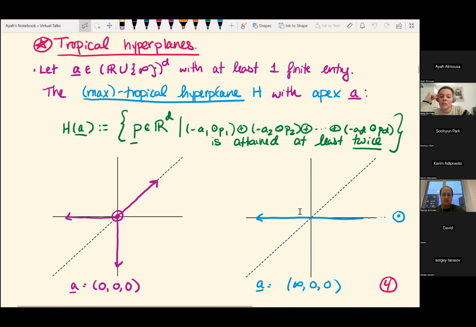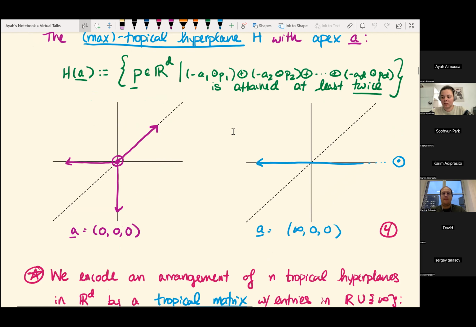Sorry, now I'm getting all flustered. But the point is you can take your apex to infinity, and then you see what your ray looks like from there. This is what is left of the hyperplane after I pull my apex all the way this way. Yes, that's right, I'm taking negatives of the apices. So if I have an infinity here, then I have a negative a1, so the max is attained twice by the y and the z. That's right.